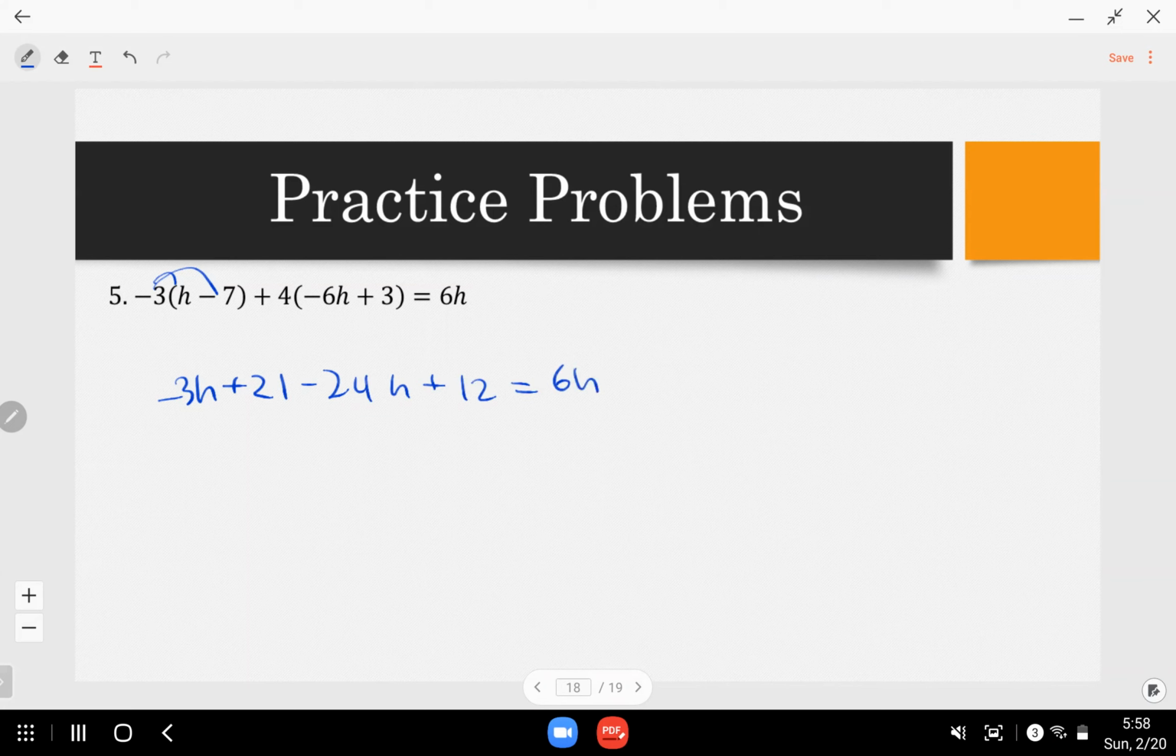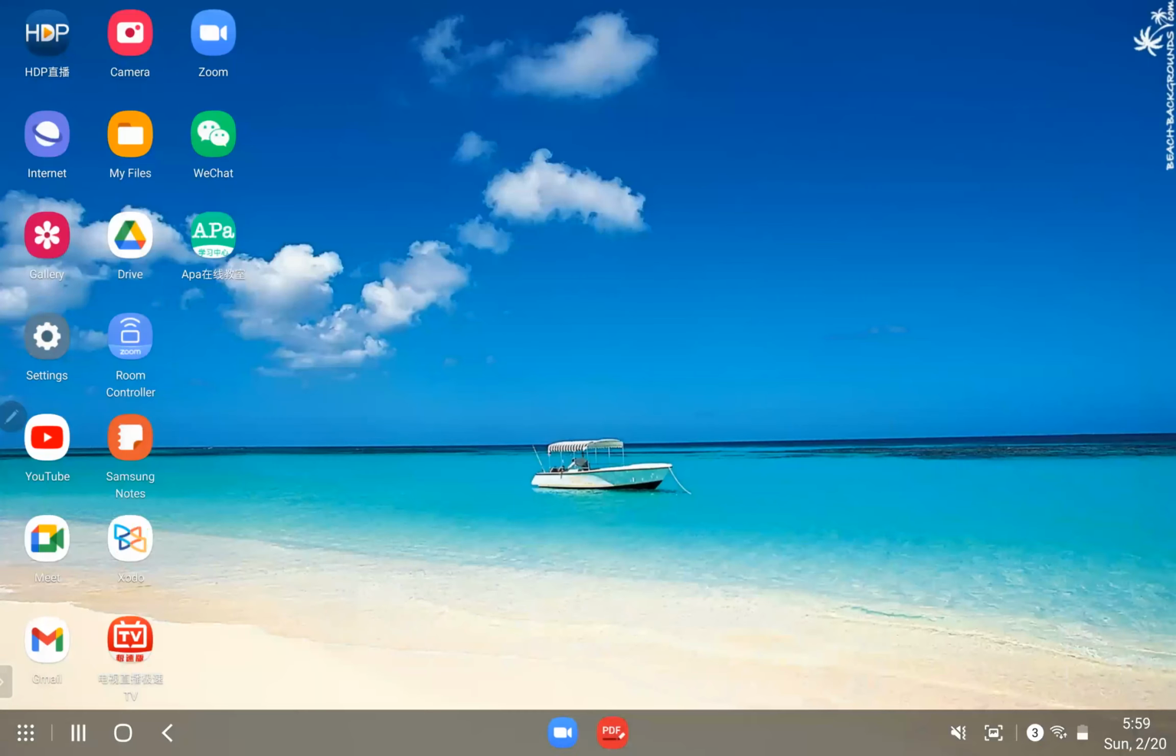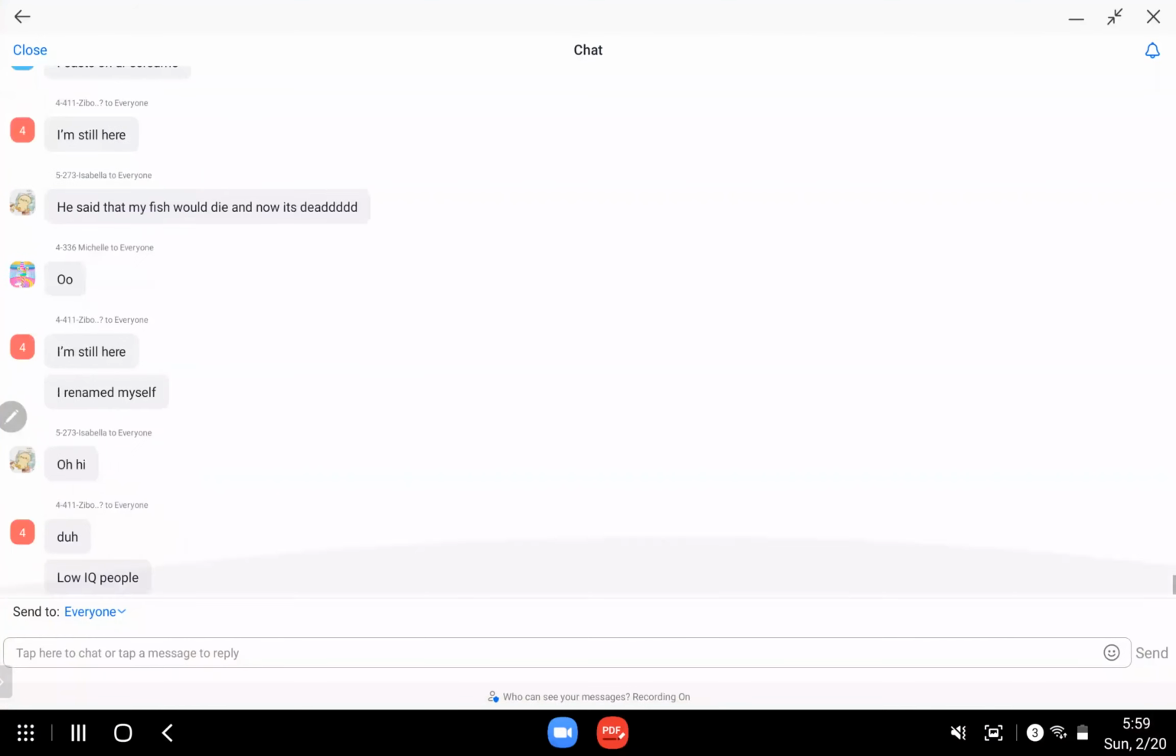Then you simplify. So 33 minus 27h is equal to 6h. 33 is equal to 33h. So h is equal to 1. Right? Am I correct? I think I'm correct. Okay, any questions on this one?